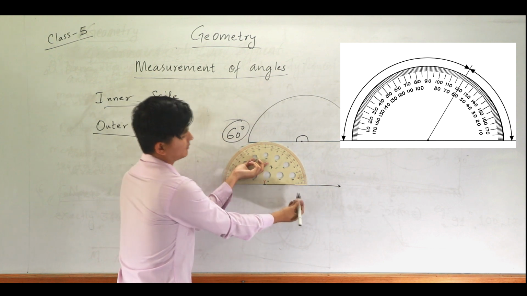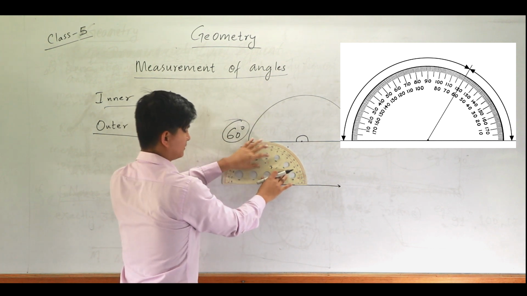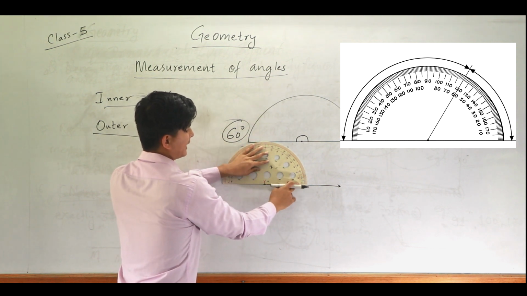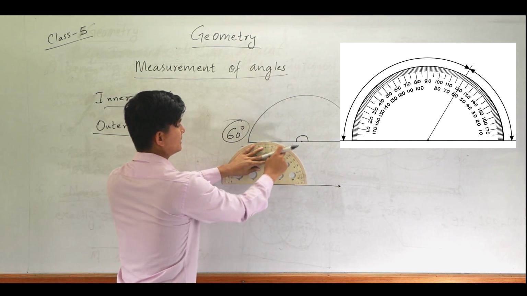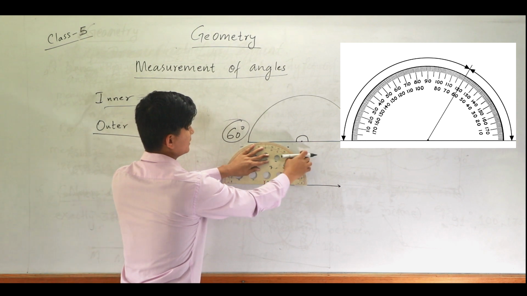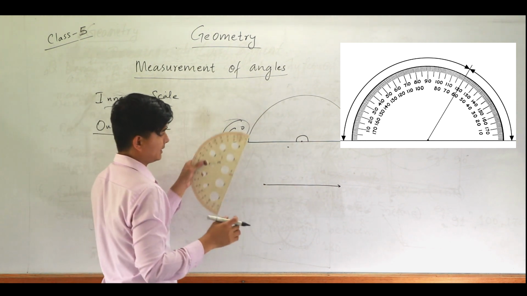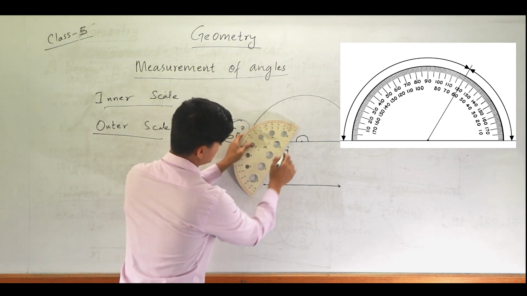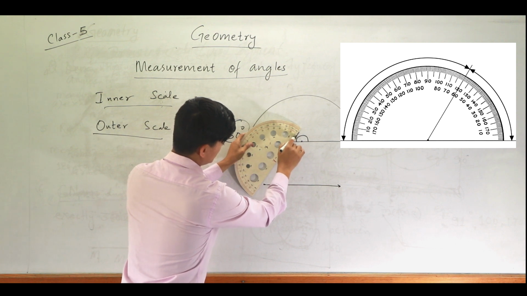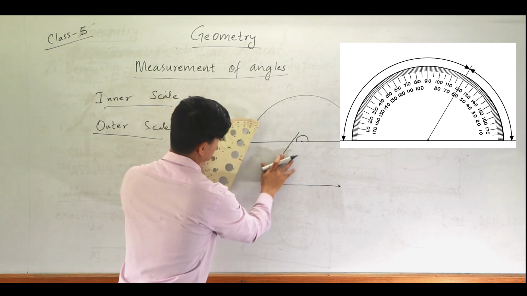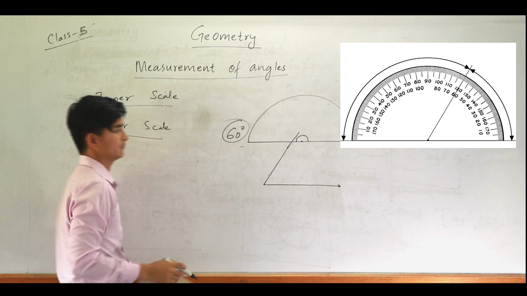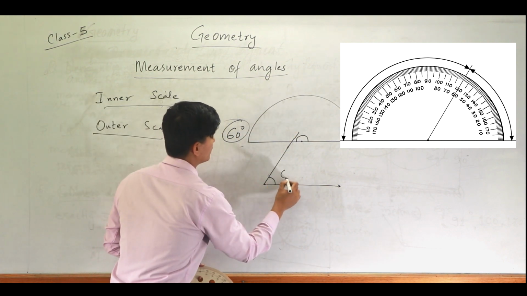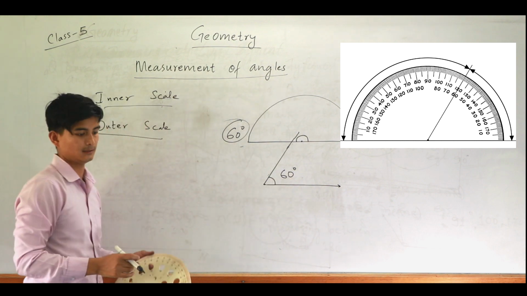So what you have to do is you have to see the line also. You have to see this base and count from here. Okay, so 0, 10, 20, 30, 40, 50, 60. So give a point here, and with the help of a scale or like this also, you can draw from this point to this vertex. Just join these two. Now it forms a 60 degree angle like this.